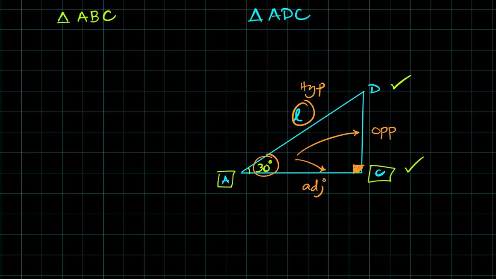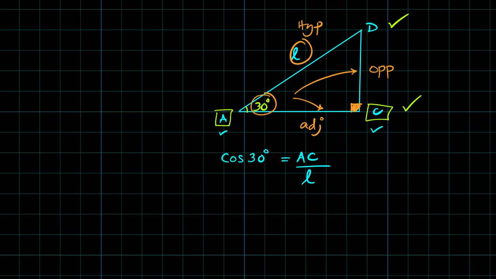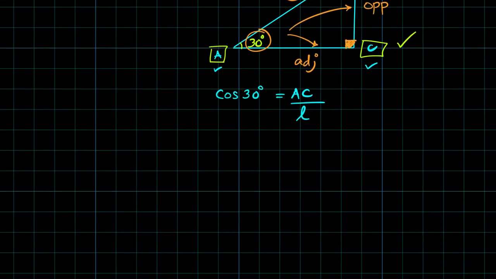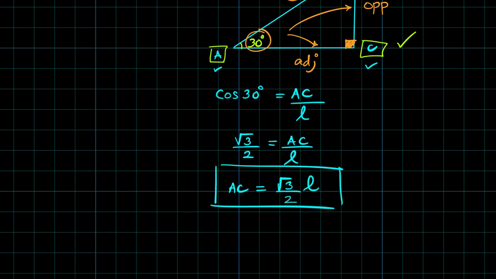Now, the question is, can I calculate AC? The answer is yes. Cosine of 30 degrees is AC divided by L. We have to use the exact trig ratio. Cosine of 30 is root 3 over 2. That is AC over L. Therefore, let's make AC the subject. That is root 3 over 2 multiplying with L. Let's draw a box so that we can highlight this answer.